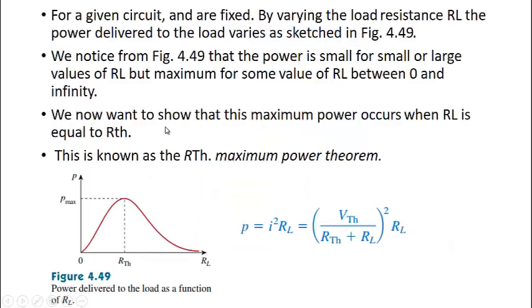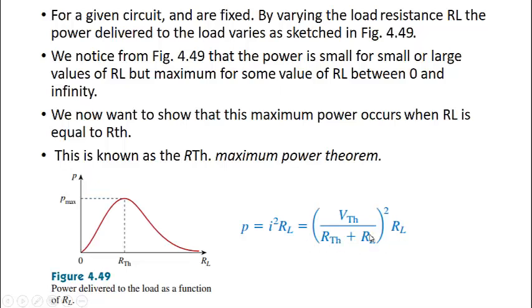So the equation which we have just written, P is equal to VTH square divided by RTH plus RL whole square into RL. By varying RL, we'll differentiate this power equation with respect to RL, and we'll equate that to 0. We'll see what will be the relation between RTH and RL.